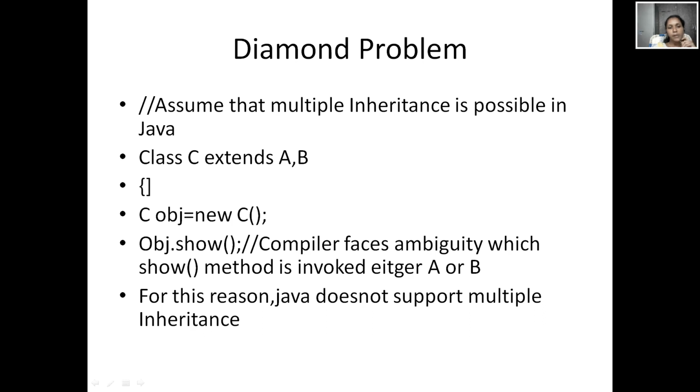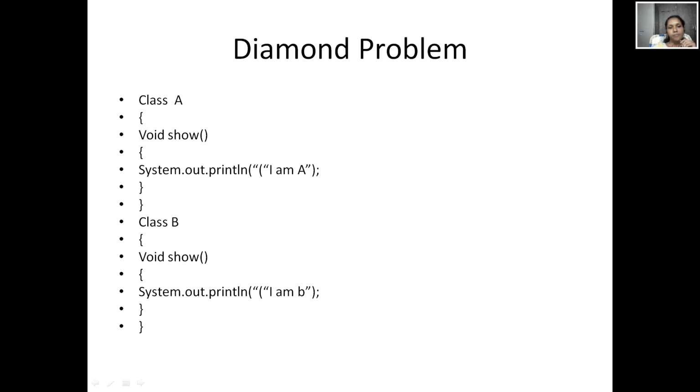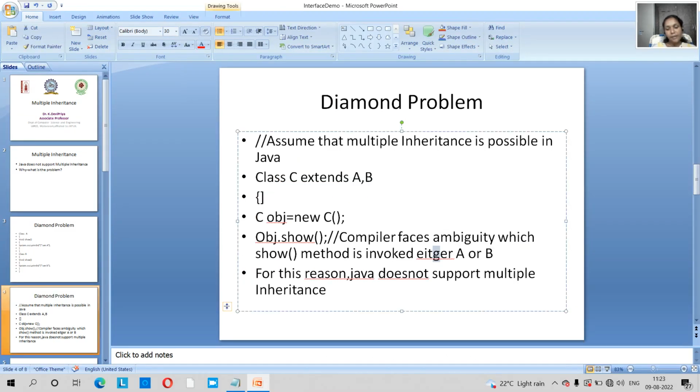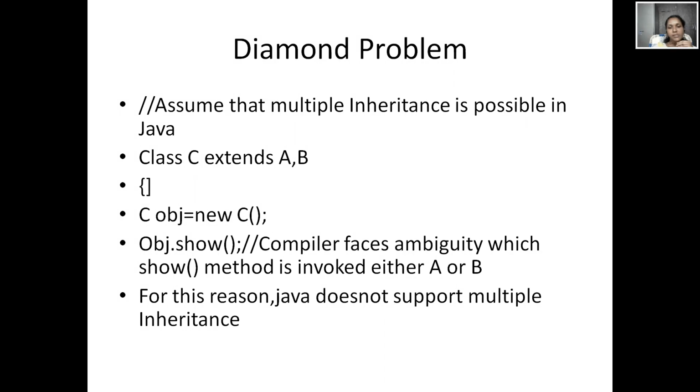Now, what is the problem here? Both the A class and the B class have show methods, and both come to the C class. Now we are calling obj.show. The compiler will face ambiguity: which show method is invoked, the one from the A class or the B class? That type of problem faced by the compiler is called the diamond problem.